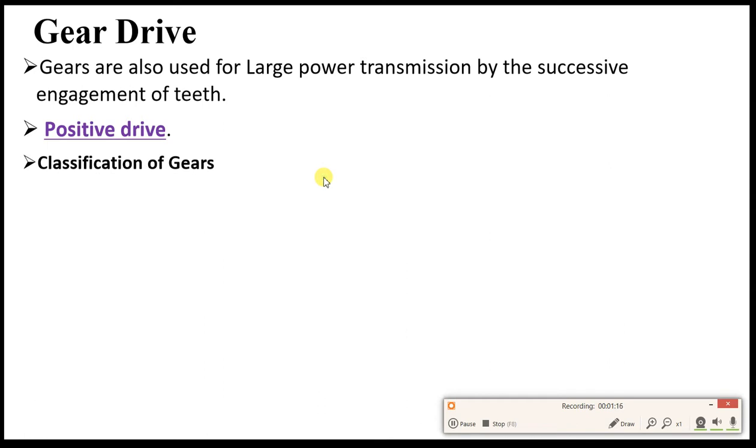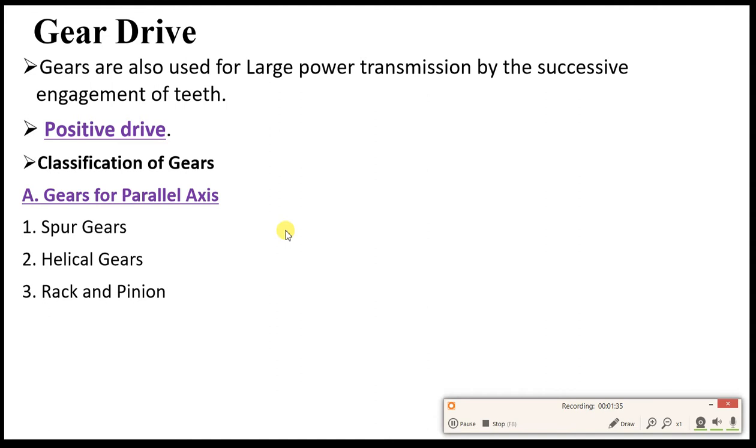Now there are different classifications of gears according to their axis. That means when two gears are engaged to each other, what is the position of the axis of both gears? Accordingly the classification is created. The first classification is gears for parallel axis. When two gears are engaged to each other and the axis of both gears is parallel to each other, that gear is called a parallel axis gear. Three types are there: spur gear, helical gear, and rack and pinion.